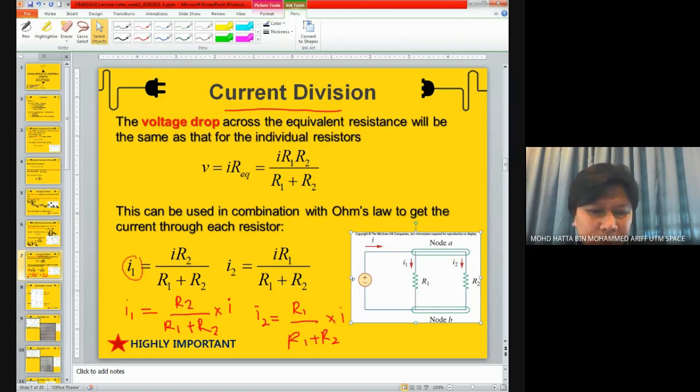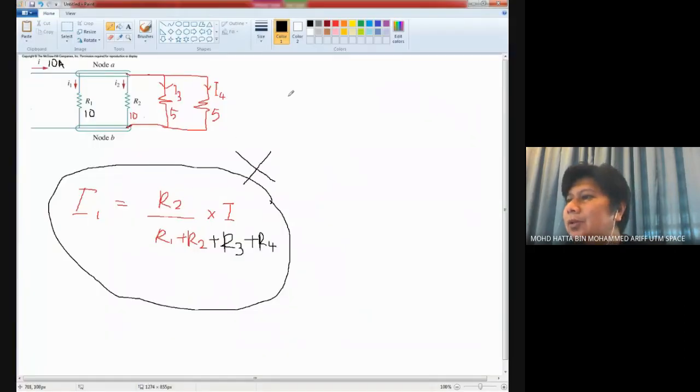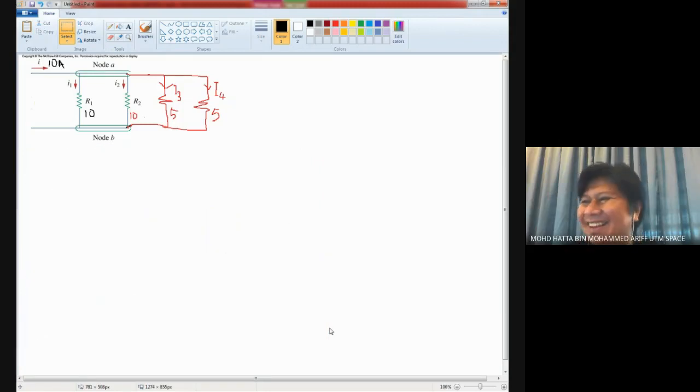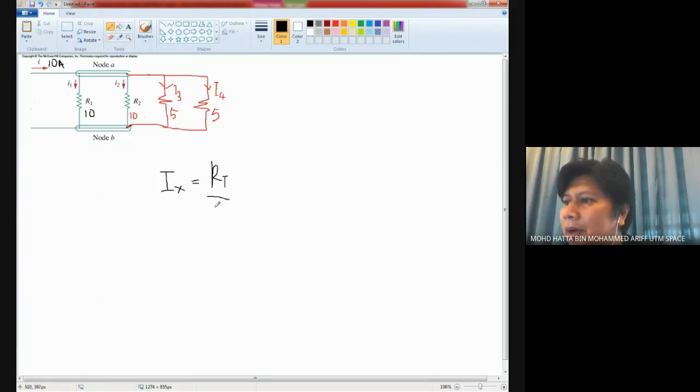If you have more than two, like this, what do you need to do? Leave your answer blank? No. I'll explain what you need to do. You can still use current division. Maybe you can find in your book the way to calculate it. Let me put it in general: Ix equals R total divided by Rx times I.